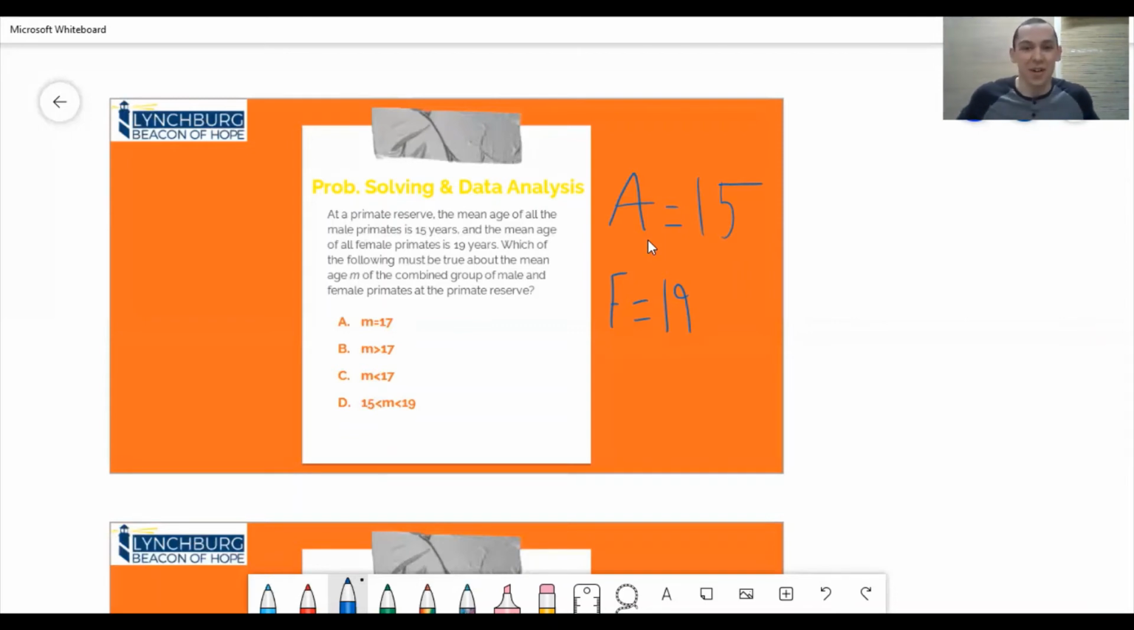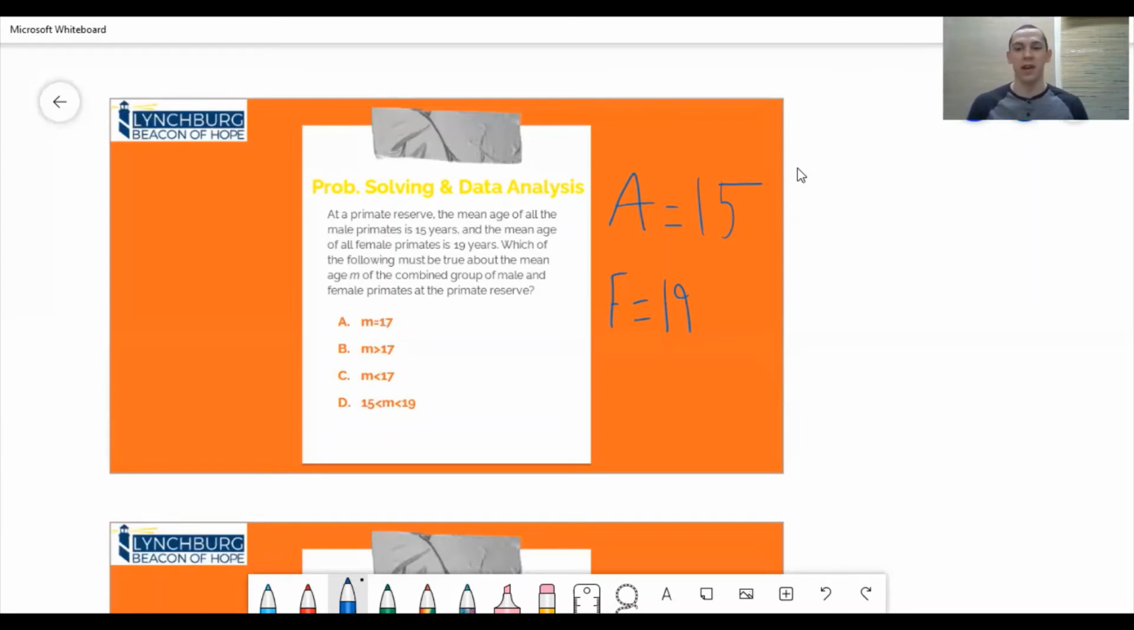And that's great in problems that you can do this. And that's what this problem wants you to do. If you look at the answer choices, you can see we get M equals 17, M is greater than 17, or M is less than 17 for our top 3 options. If we were to take the mean between 15 and 19, you would get 17. So that's what the problem wants you to do.